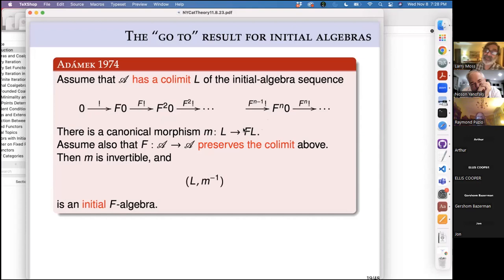If F preserves the co-limit, that means F of the co-limit is the co-limit of everything you get by applying F. In that case, this M would actually have an inverse. And L, together with M inverse, going from F of L to L, would actually be the initial algebra. This was shown by Adamek, one of the co-authors of my paper here. And let me show you how he got that.